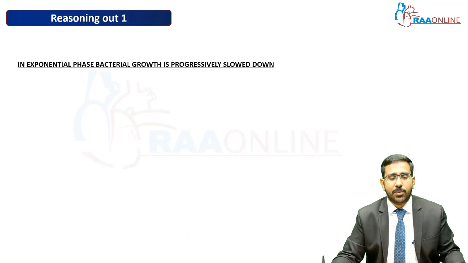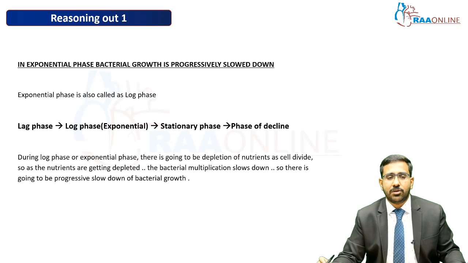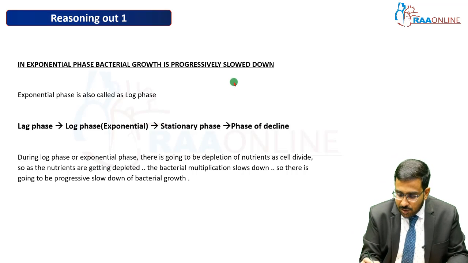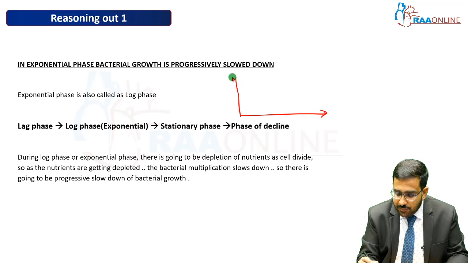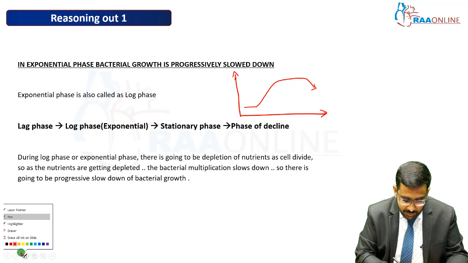Reasoning out number 1: in exponential phase, the bacterial growth progressively slows down. Whenever we see the bacterial growth curve, there is a lag phase and a log phase, which is called the exponential phase, and there is a stationary phase and a phase of decline. When we inoculate the organism, there is a lag phase, a log phase, a stationary phase, followed by a phase of decline. So we have 4 phases.